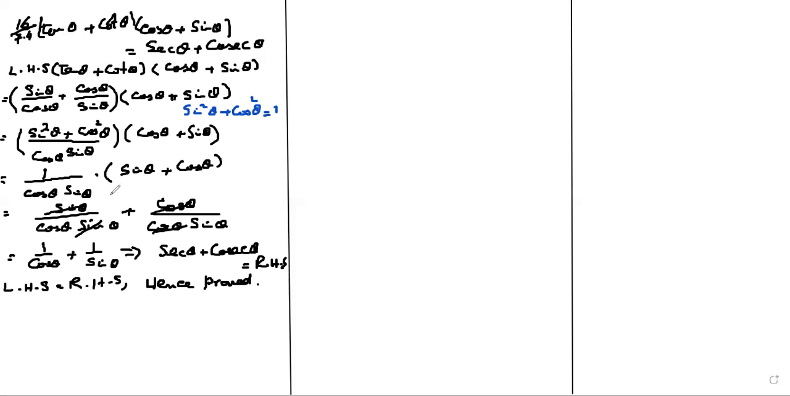This can be written as sine theta divided by cosine theta sine theta plus cosine theta divided by cosine theta sine theta. So here sine theta got cancelled and here cosine theta got cancelled. So we are left with 1 over cosine theta plus 1 over sine theta, which equals secant theta plus cosecant theta, which is our required answer. And I hope that you understand it well.